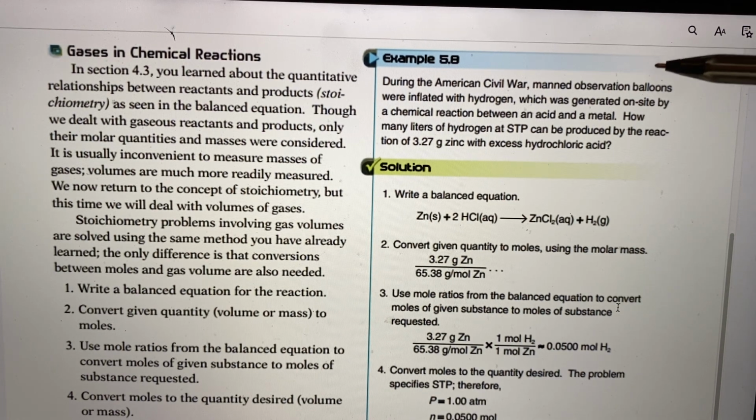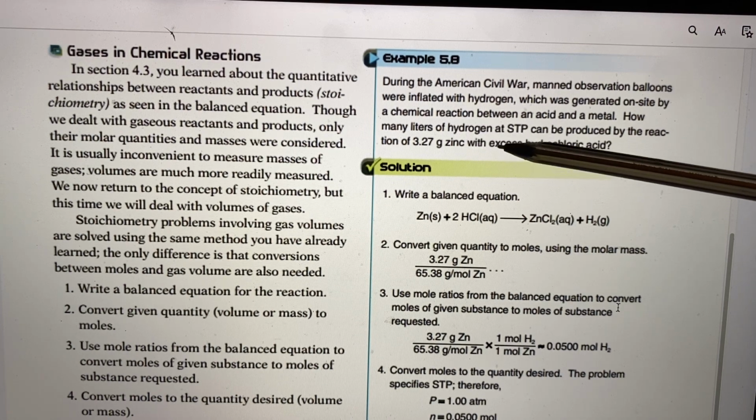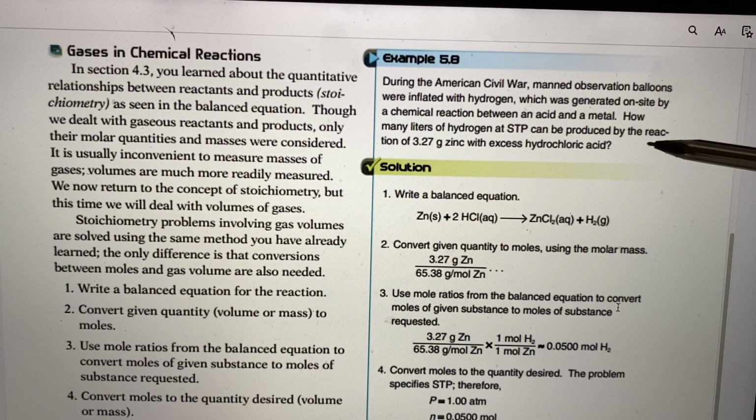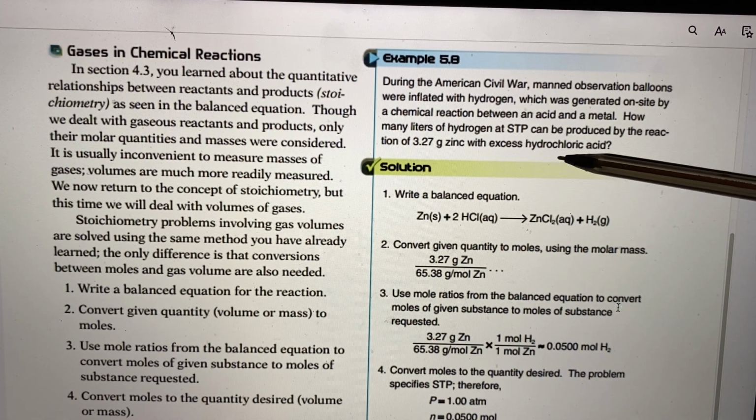So let's find out what they're talking about. This is how we can figure this out. During the Civil War, manned observation balloons were inflated with hydrogen, which was generated on site by a chemical reaction putting acid on a metal. How many liters of hydrogen at standard temperature and pressure can be produced by the reaction of 3.27 grams zinc with excess acid?